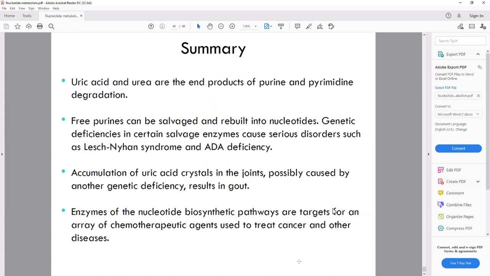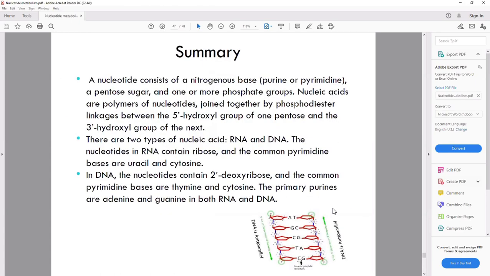Ada soalan tak? Doktor, saya nak tanya. Untuk purine tu kan ada GMP dengan AMP tu kan. Apa kaitan dia dengan purine? AMP, okay. AMP stand for? Tak ingat sekejap. What is AMP? Adenosine. And what is purine?